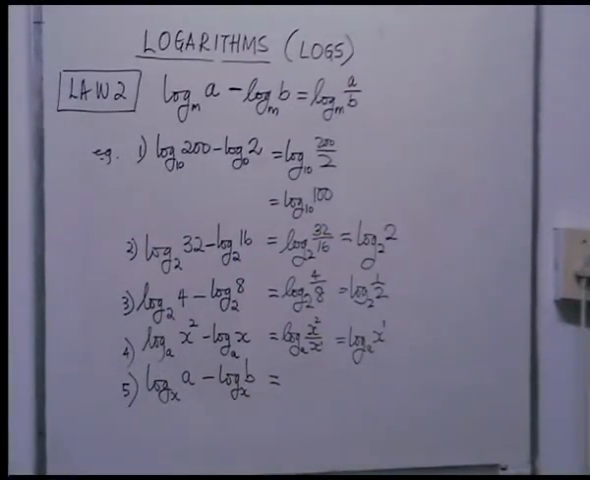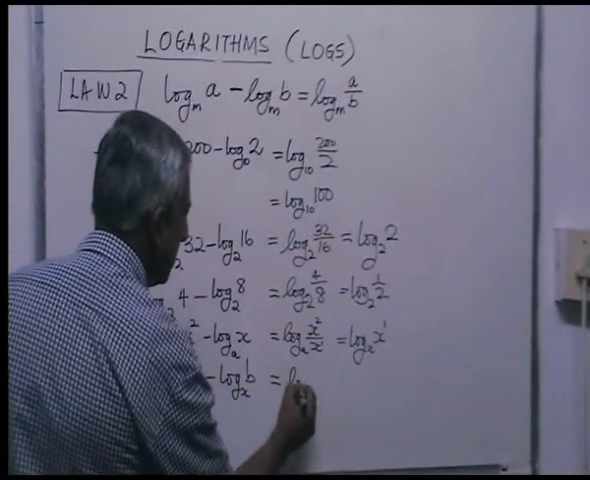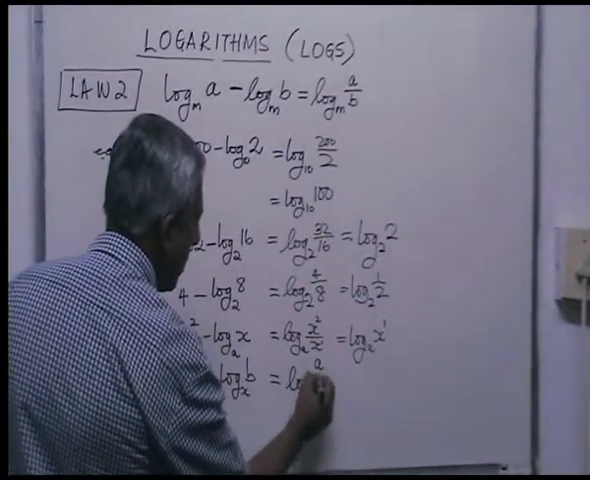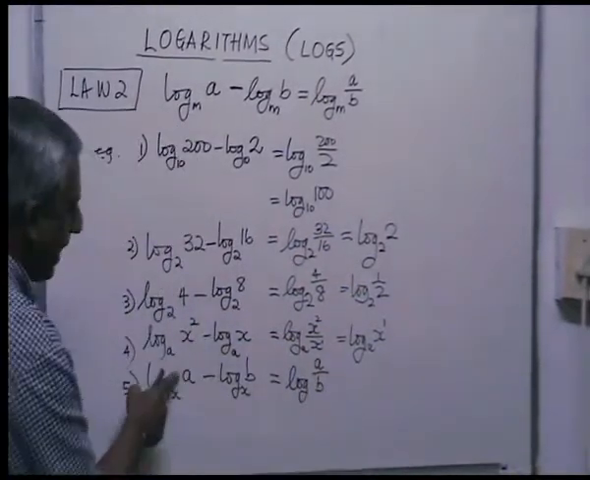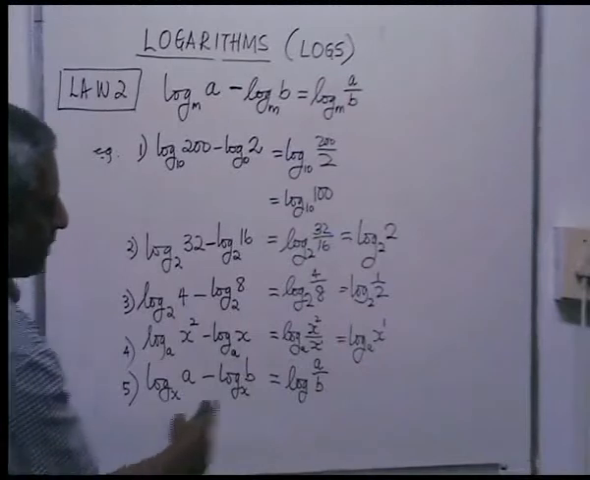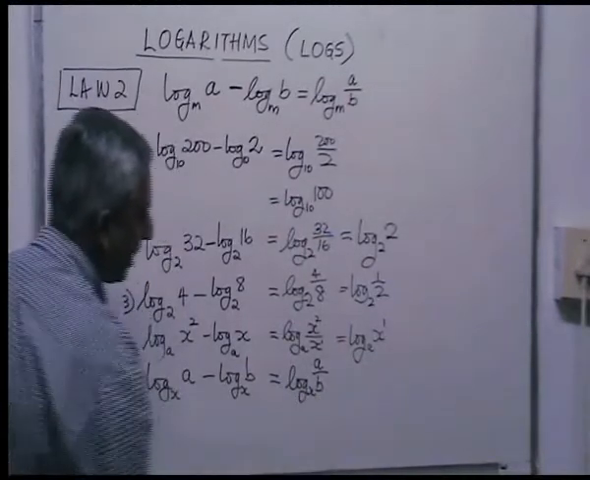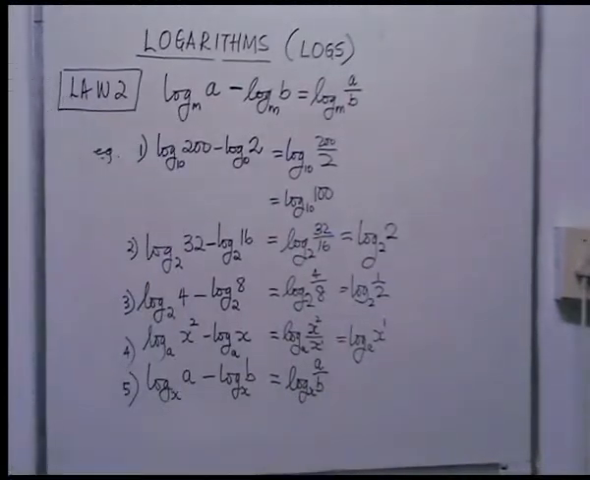For me to apply the law, I'm going to check the bases are exactly the same. Yes. There's a minus sign. Yes. Therefore, the answer will be log of a over b, a over b, and I must write down the base. Alright, so that was some examples showing you how law 2 operates.